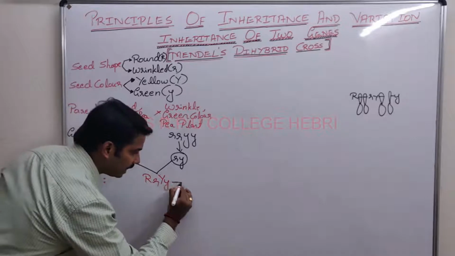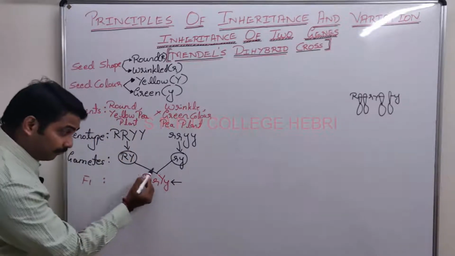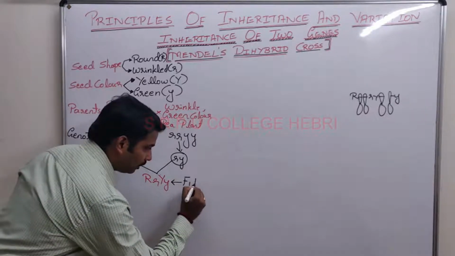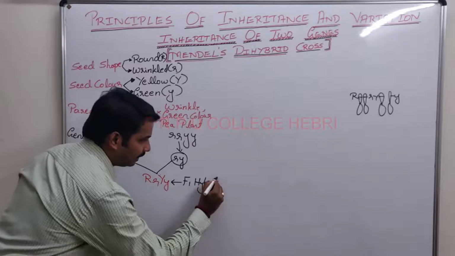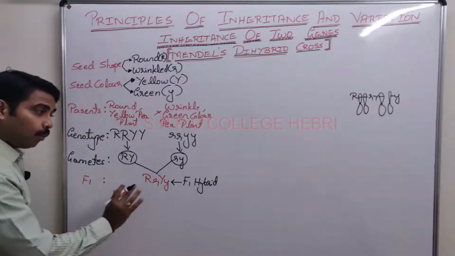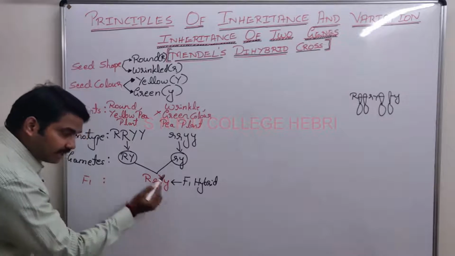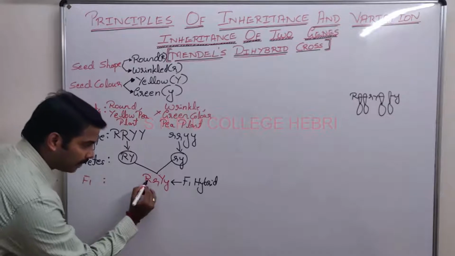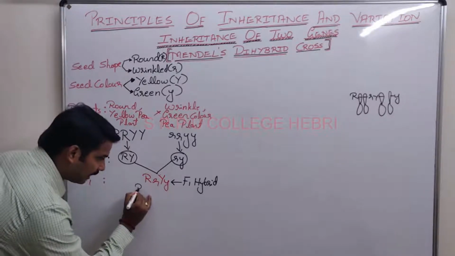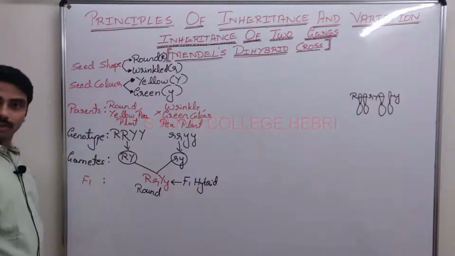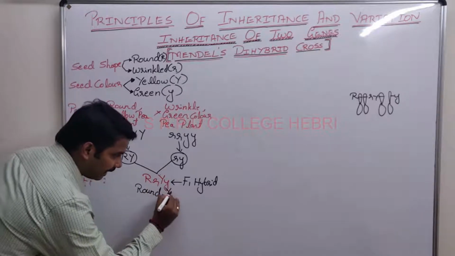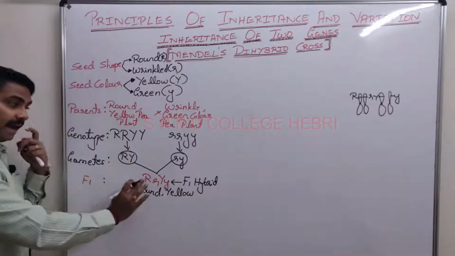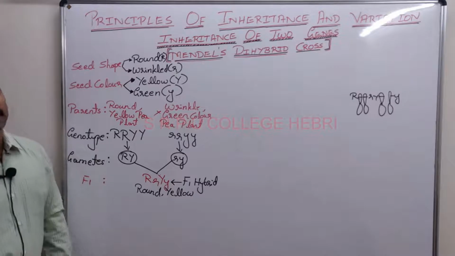Is it homozygous or heterozygous? The F1 plant is heterozygous, right? That's why it is called F1 hybrid. What is the phenotype? This is the genotype, the genetic combination of the plant. Can you guess the phenotype? Capital R is present, hence it is round. Capital Y is there, hence the seed color is yellow. A round shaped, yellow colored seeded plant was born in the F1 generation.